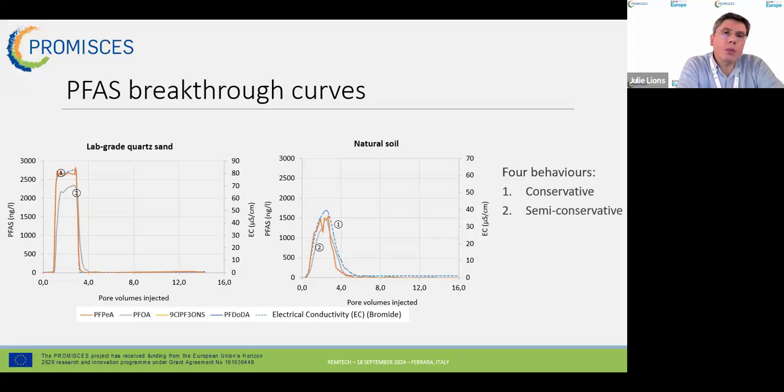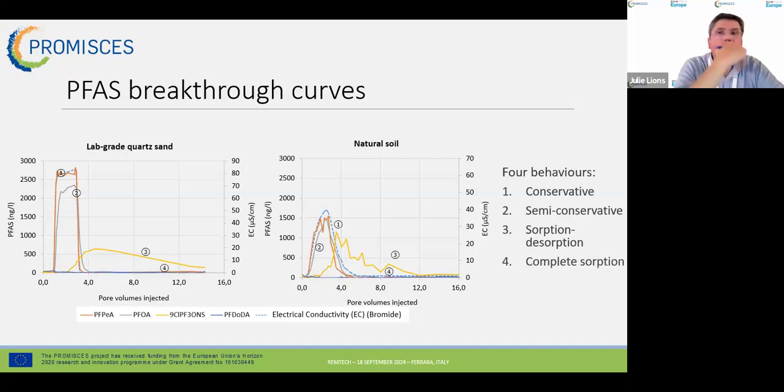Then we have a second group, which is semi-conservative, so it's maybe only slightly delayed compared to the first group, and the peak concentration might also be a little bit lower. Then we have a third group, which has a much later breakthrough and a much lower peak concentration. PFOS is in this group, for example, and also 9CL-PF3ONS. We interpret this as sorption-desorption behavior. We think that the PFAS is interacting with the soil, then gets back into the water, is transported a little bit and gets back into the soil and so on, and thereby it's breaking through later.